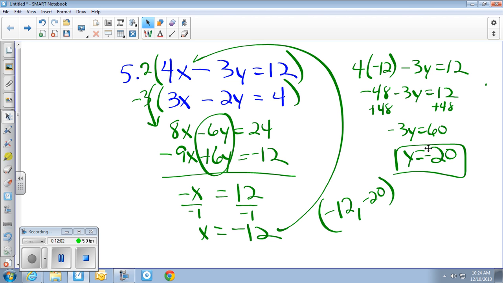I'm just making an equivalent equation that allows me to eliminate the variables, and in this case, I am creating equivalent equations for both equations to cancel out or eliminate one of the variables.